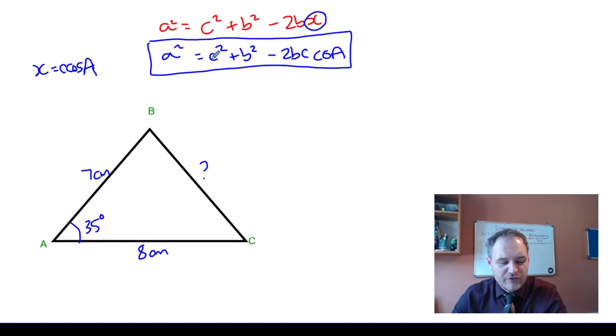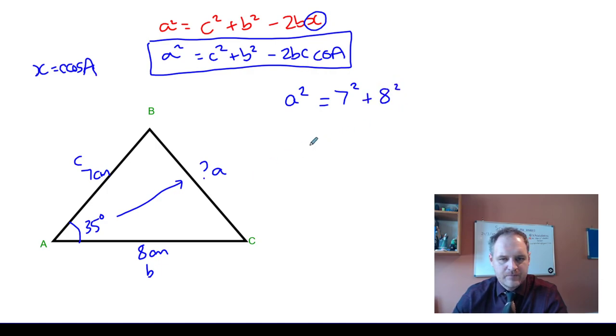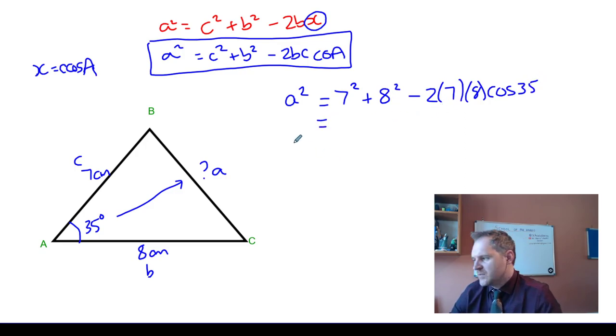What this formula means is I can find out, this is little a because it's opposite capital A, I can work out that a squared must equal, little c is opposite the big C, little b is there, so that's 7 squared plus 8 squared minus 2 times 7 times 8 times cos 35. And that can all be done in a calculator.